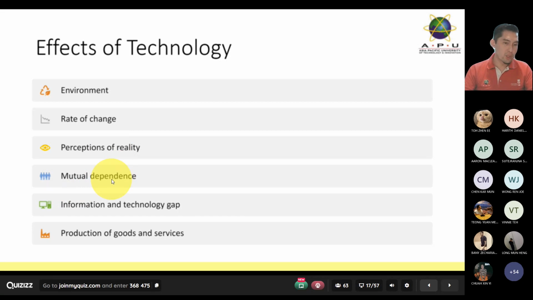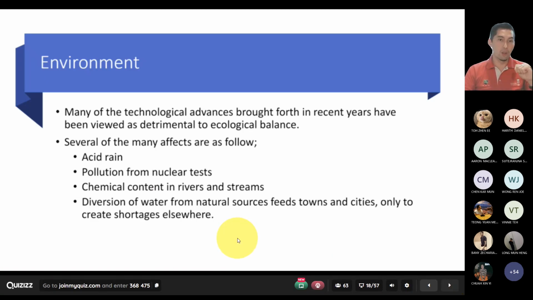Mutual dependence. How much do you depend on technology is also being looked at as an effect. The information and technology gap. Technology has been progressing very well, but did the level of information that we have as users improve along with it, or did it become worse? So the idea here is that there is actually a slight gap between information and technology. And of course, not forgetting the production of goods and services that we have today, a lot of those areas are having a huge thanks towards technology overall.